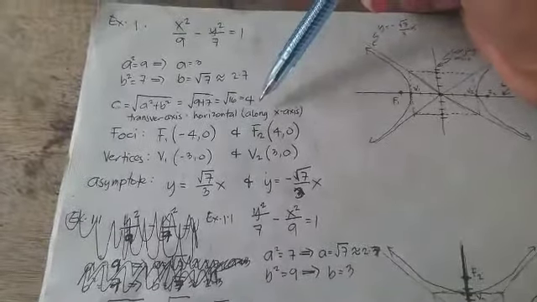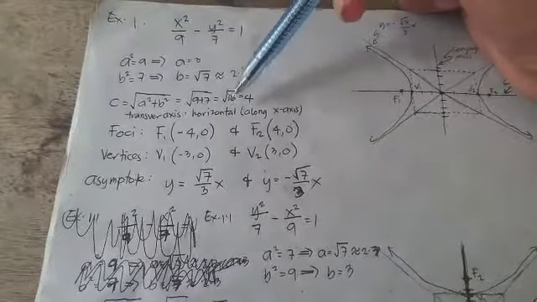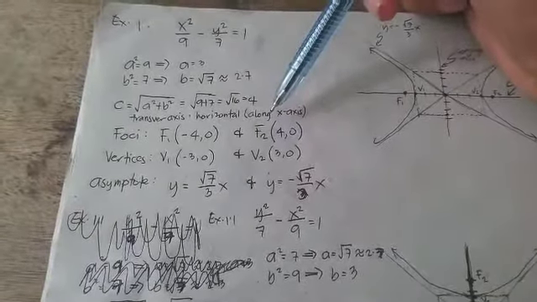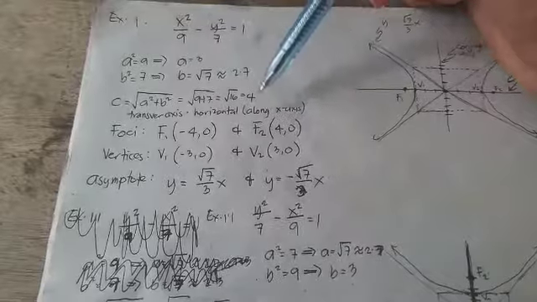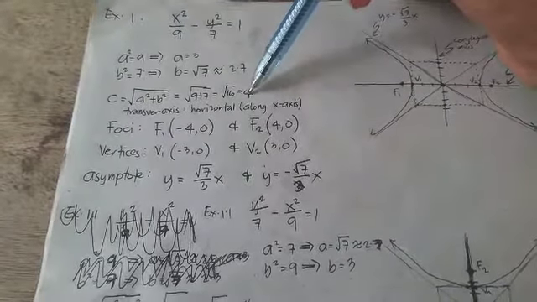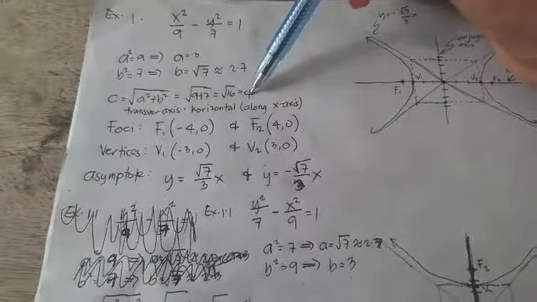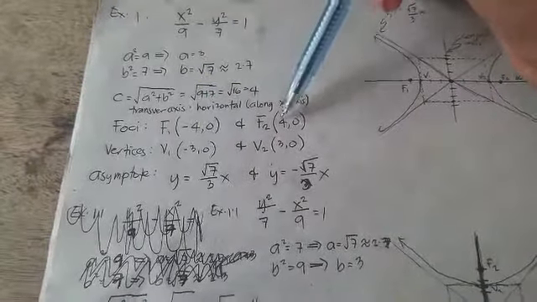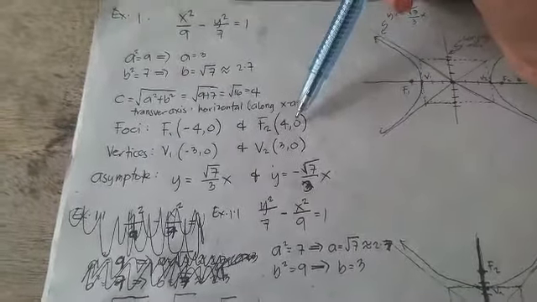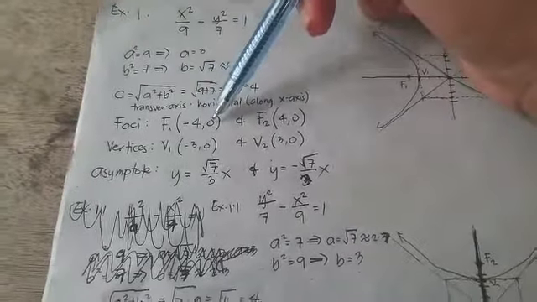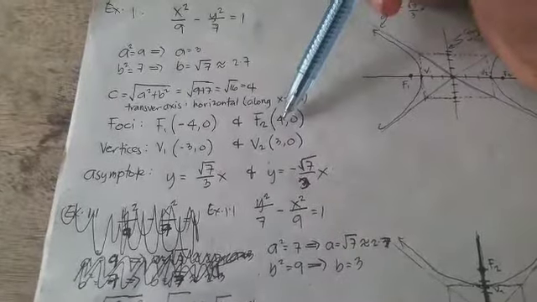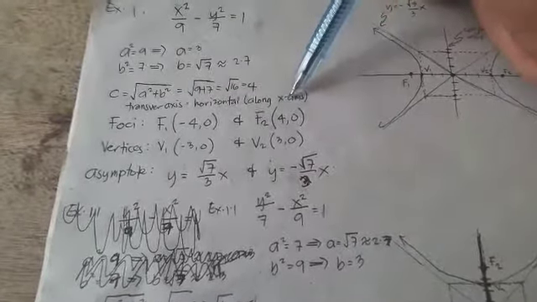Now again, since our transverse axis is along X, meaning horizontal, the foci, the 4, we place along X, not along Y. Okay, we have negative 4, 0, and 4, 0. It is not 0, negative 4, and 0, 4, since the transverse axis is horizontal or along X.